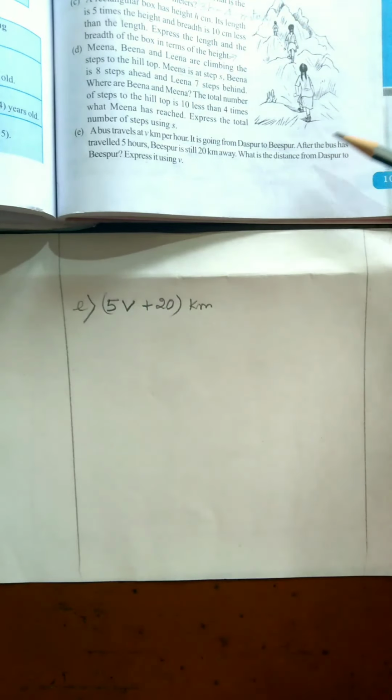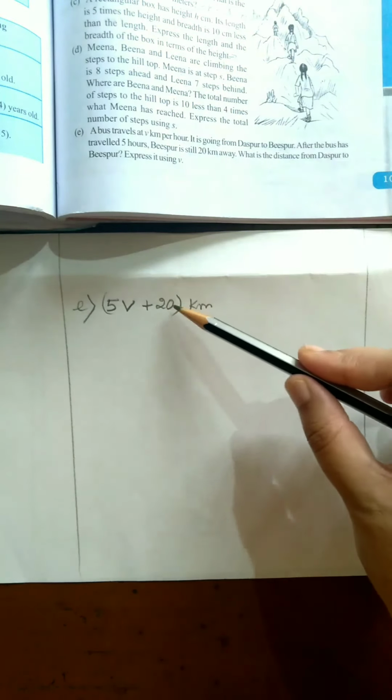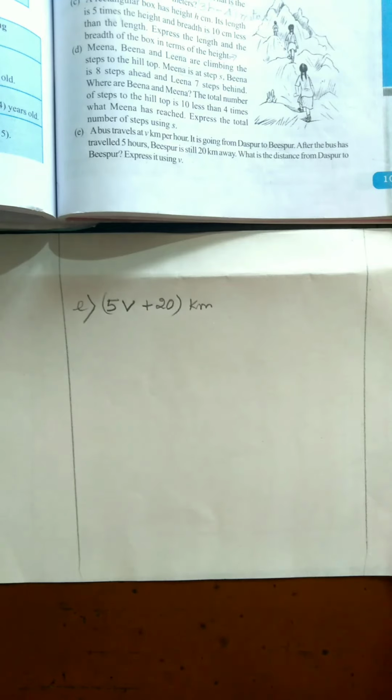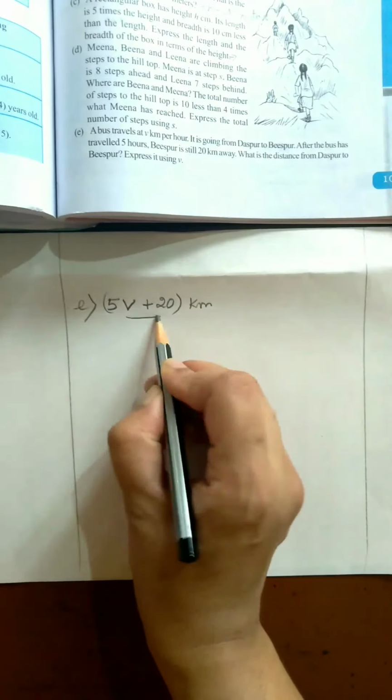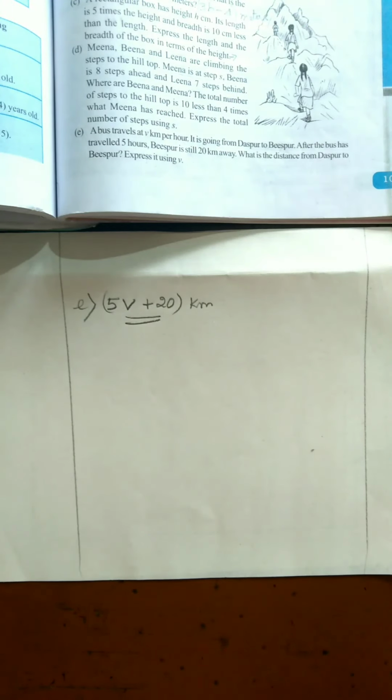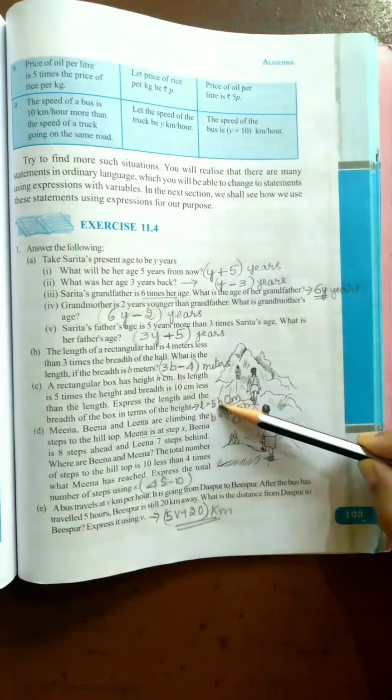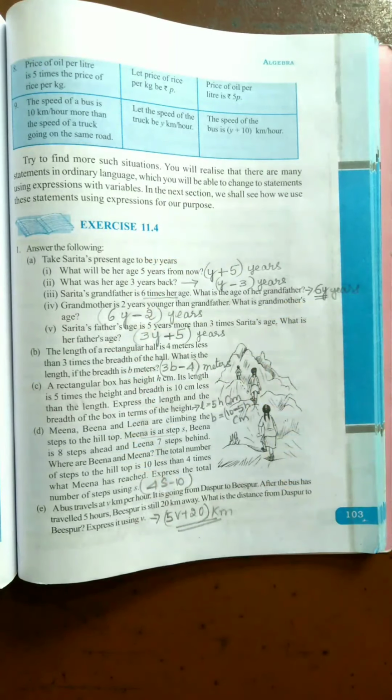Then, after the bus has travelled for 5 hours, it can be written as 5v. After travelling for 5 hours, Bispur is still 20 kilometers away, which means we have to add 20 to 5v. Therefore, the distance from Daspur to Bispur will be 5v plus 20 kilometers, which is the answer for this problem, children. These are the answers to the given problems.